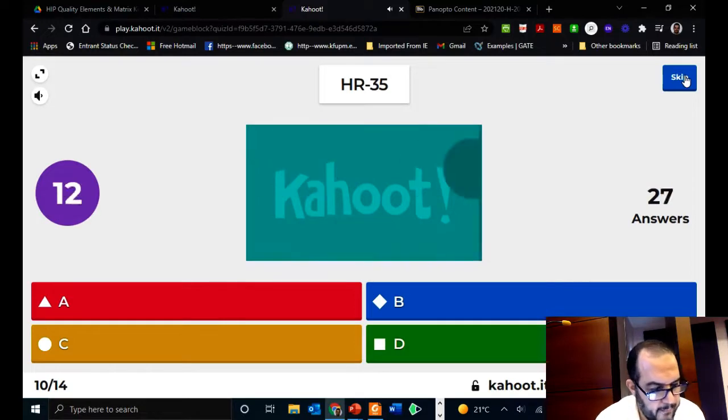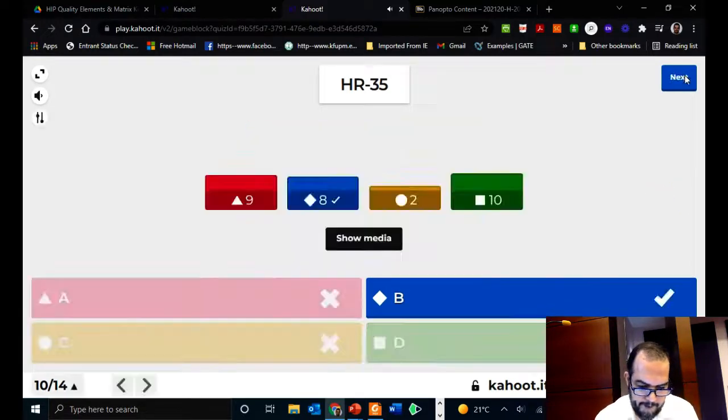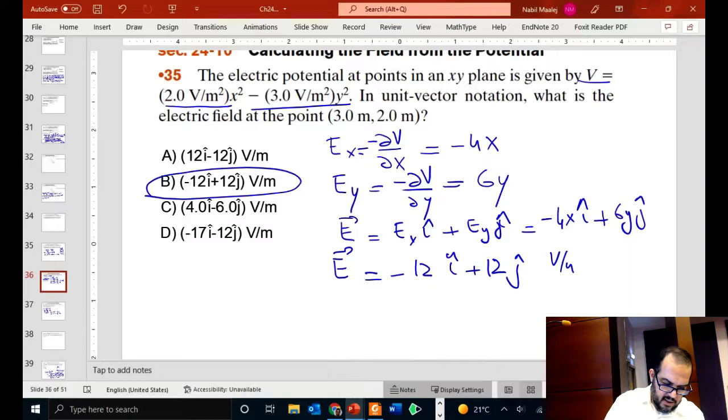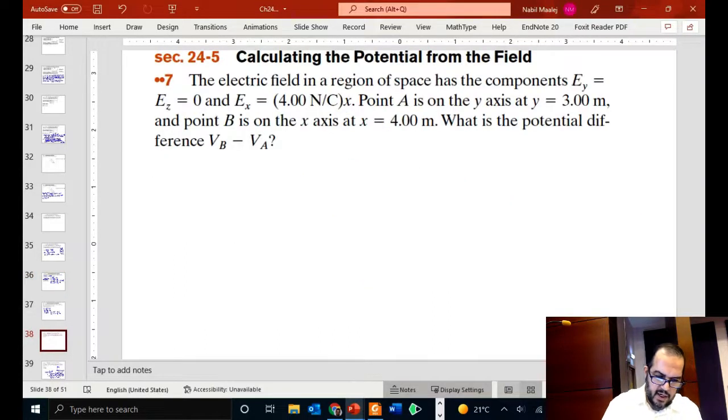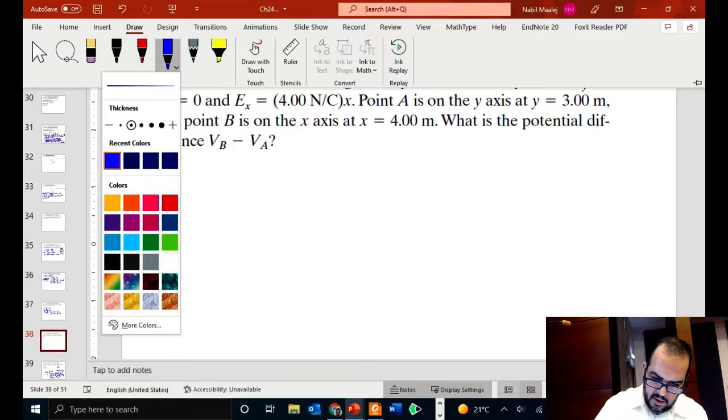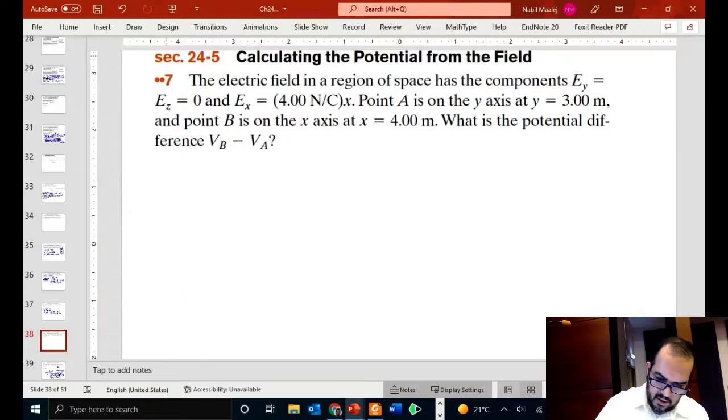Aha. This was a difficult one, apparently. Yeah? So we have 8 correct and we have 21 incorrect. Okay, so this one is challenging. All right, so let's see. Okay, so this is the problem. All right, and I do not solve without drawing. Okay, so let me draw the situation here.